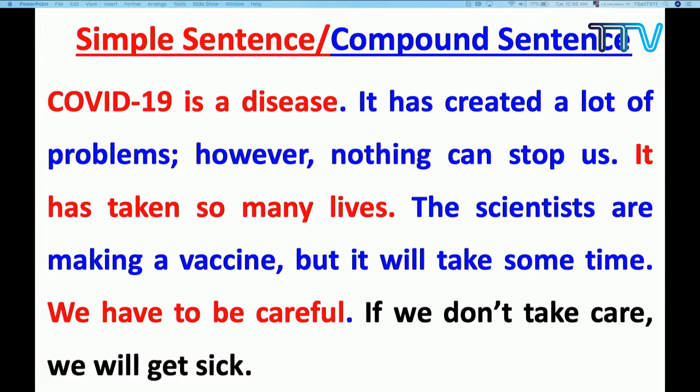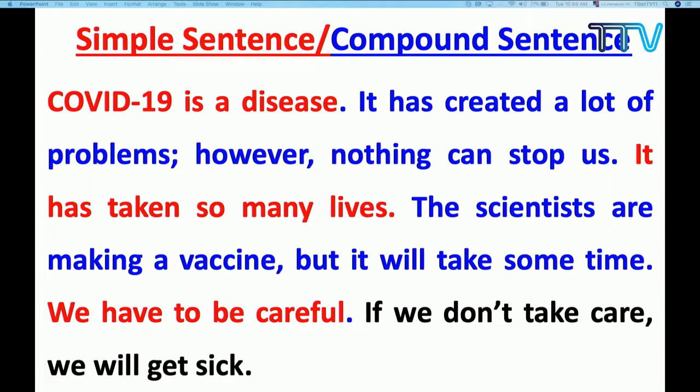If we don't take care. There is 'if', which is a condition word. If we don't take care, now this is not a complete sentence. This is not independent. It has to depend on the next sentence to get a full meaning. If we don't take care, then what will happen? So this is incomplete, so this is dependent. It has to depend on the next sentence.